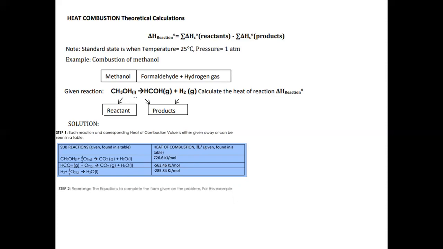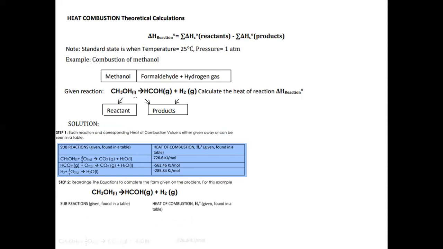Okay? The second step, after we are given the table of the stepwise reactions, is to rearrange the equations to complete the form given in the problem. So we need to rearrange the following three given equations by canceling out the common compounds to give us our final answer with the given reaction. All right, now let's rearrange the first subreaction as methanol plus 3/2 of oxygen gas forming carbon dioxide and water. So this is still equal to positive 726.6 kilojoules per mole for heat of combustion.